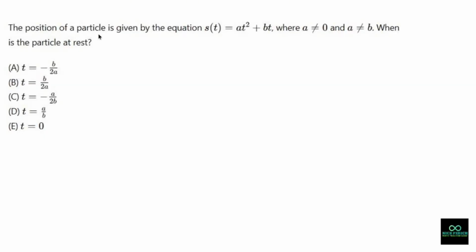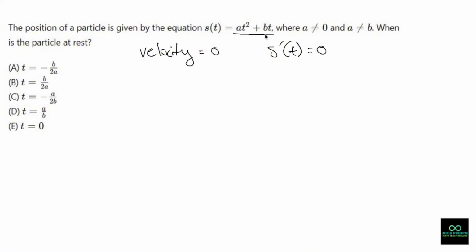The position of a particle is given by the equation s of t equals a t squared plus b t, where a and b are not 0, and a and b are not the same. When is the particle at rest? Well, the particle is at rest when the velocity is equal to 0. Now we find the velocity by taking the derivative of the position function. So we want to know when the derivative of that guy is equal to 0.